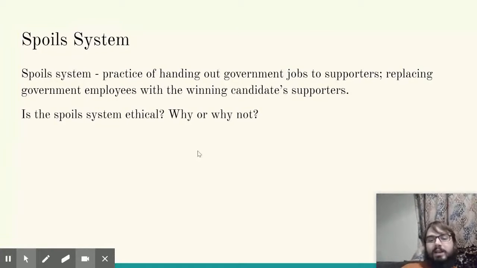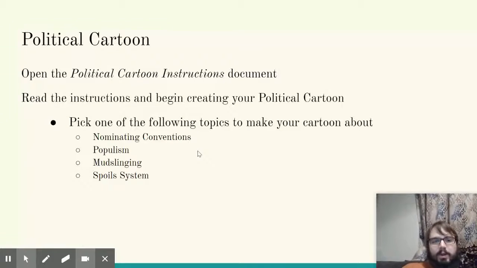All right, welcome back. Let's go ahead and continue on. Next you are going to do your political cartoon. You're going to be able to pick one of the 4 topics to make your cartoon about. It'll either be nominating conventions, populism, mudslinging, or the spoil system. We're going to go ahead and open up the instructions document. It's going to look more intimidating than it is.